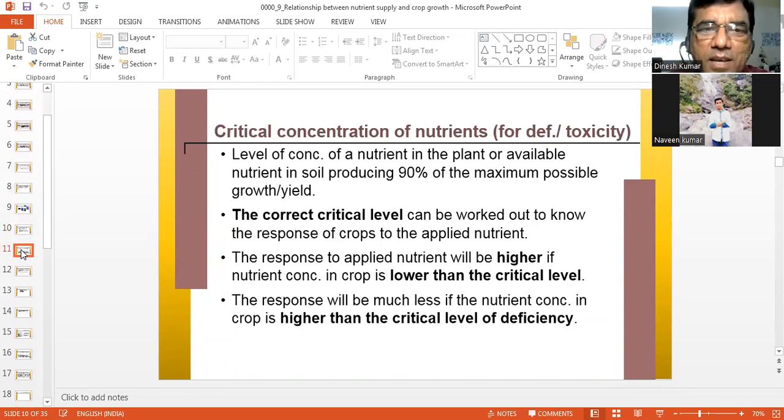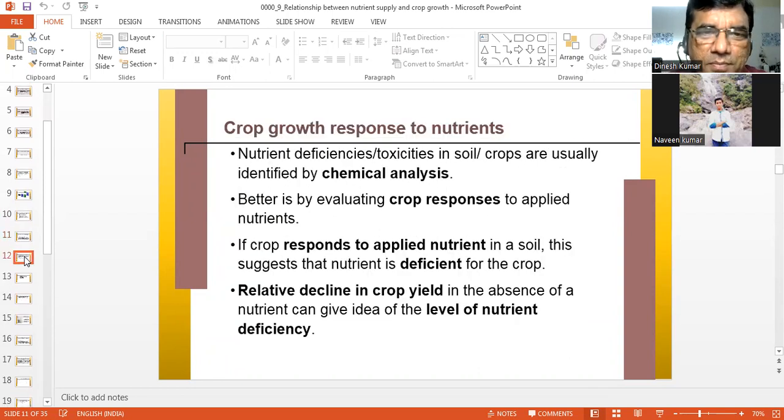So people made several attempts. One attempt was the critical concentration of nutrient. This is already discussed with you. Crop growth response to nutrients. So what can be done? Nutrient deficiencies and toxicity in soil and crops are usually identified by chemical analysis, as we have just seen. Better is evaluating crop responses to applied nutrient.